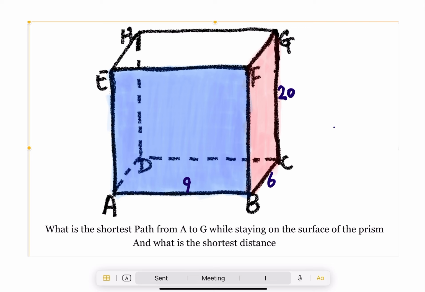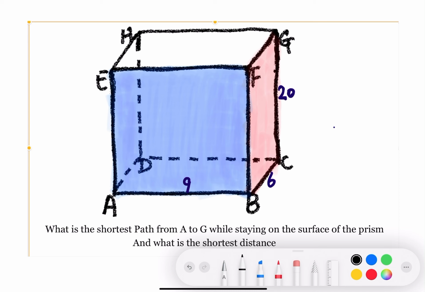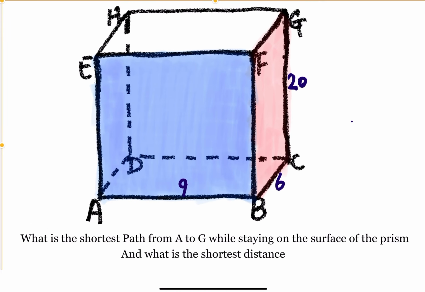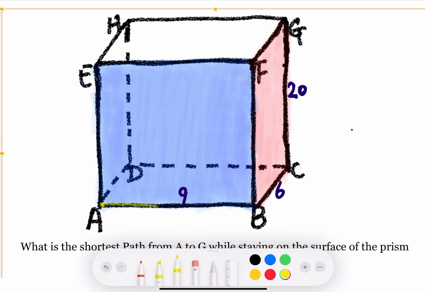But how do we know which distance is shortest? Because from point A to G, we have so many different paths we can go. Say for example, let's get some possible paths. Let's say from point A, we can go A to B, B to C, and C to G. Or we can go from A to B and B to G straight away. This looks a bit shorter, right?